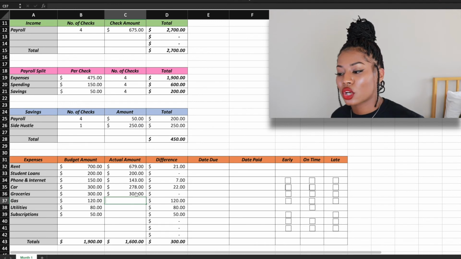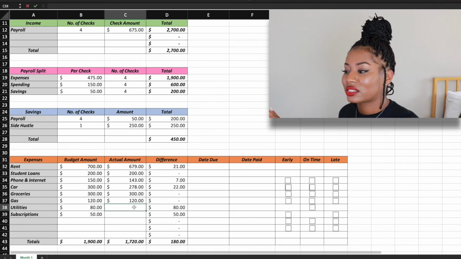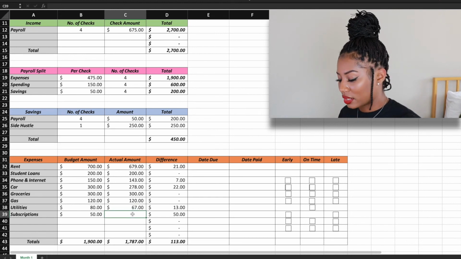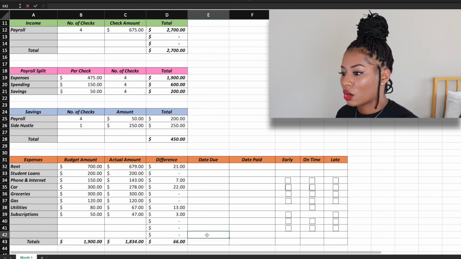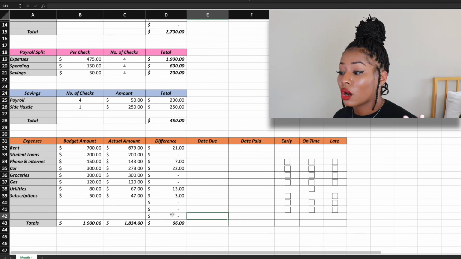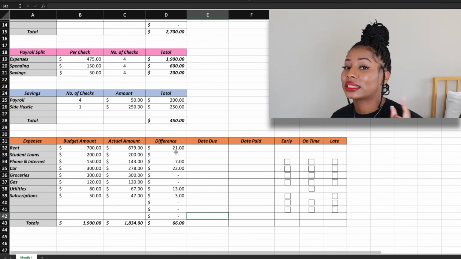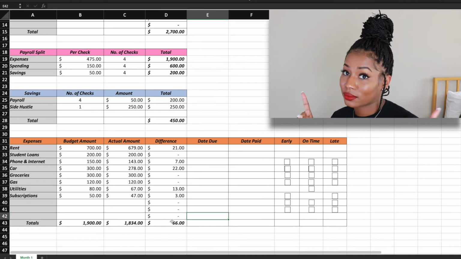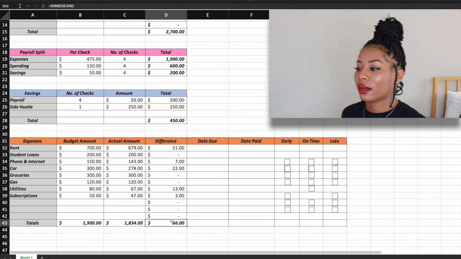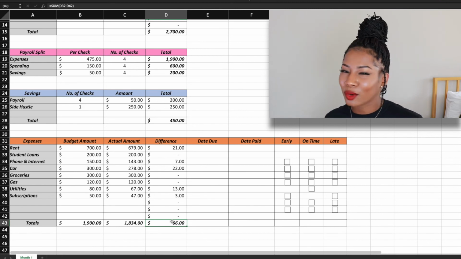And just to show you guys what I mean for the other sections, for the actual amount and the difference amount, I'm gonna put the actual numbers that she used so you guys can see. So at the end of February, she should have at least $66 in her expense account, not overall in her expense account. So yeah, I think that kind of wraps everything up. I hope that I didn't explain this too confusing.